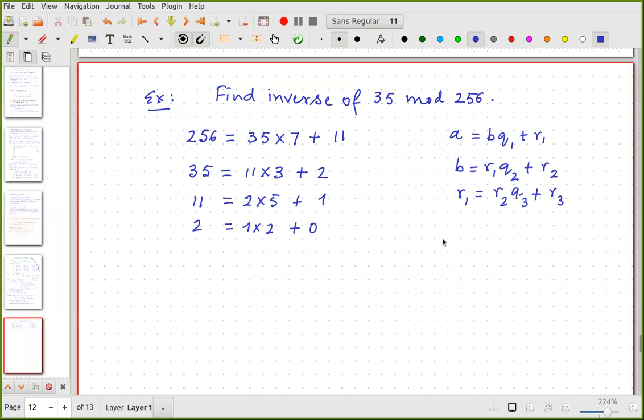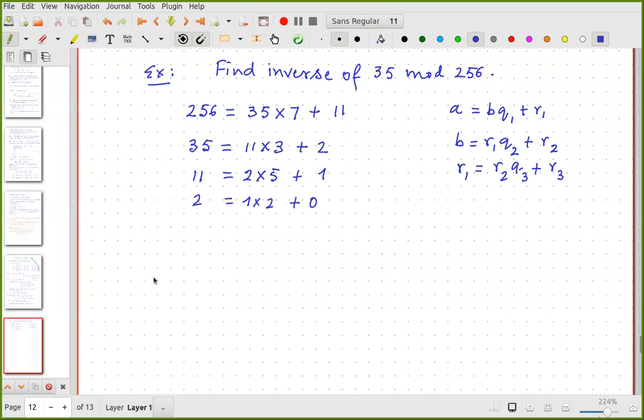So now how do we retrace the steps to get this linear combination? Let's do that. We should start from here. Wherever we get the zero, we should start from the previous step because that's the GCD. So 1 is 11 minus 2 into 5. Now replace this 2 by this expression.